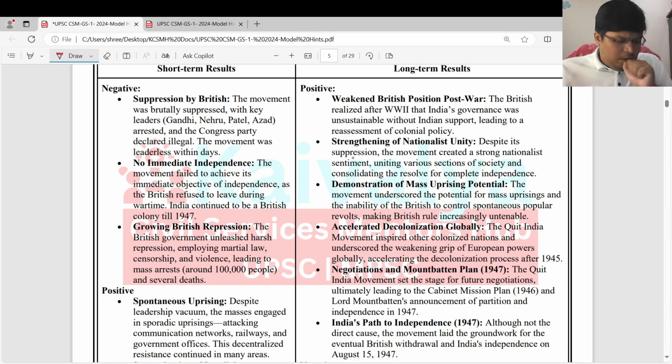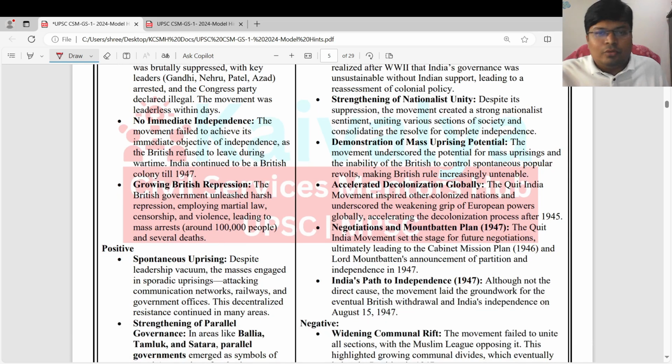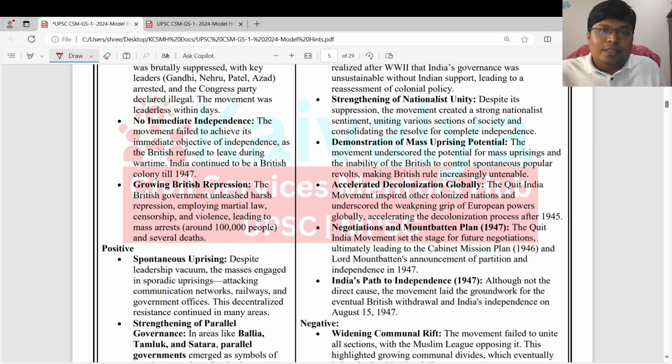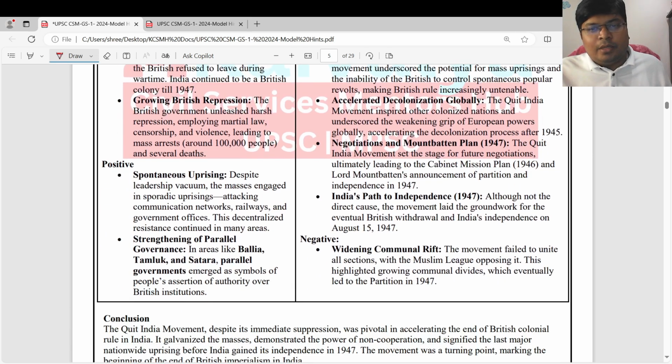Then the impact of the Quit India movement across different countries. You can say that it influenced nationalist movements across the world. So you can link it with the global dimension, negotiation, and the Mountbatten Pact. Though it was not directly related to the Cripps mission, you can say that it was the culmination of the different movements or phases of nationalism led by the Indians. So you can mention over there India's path to independence.